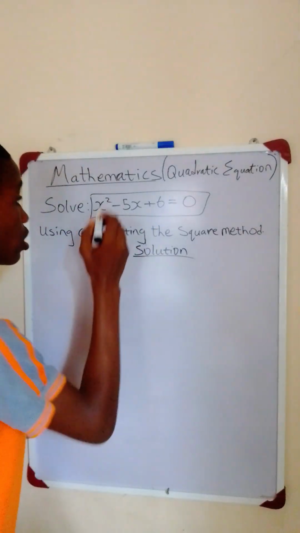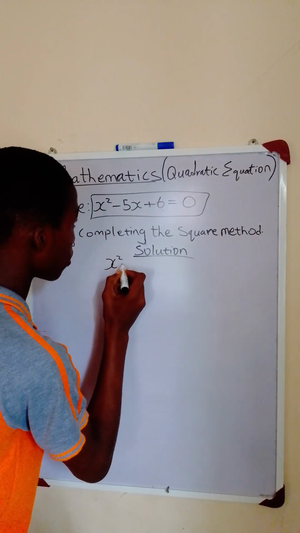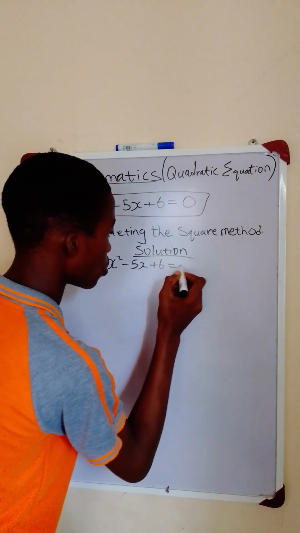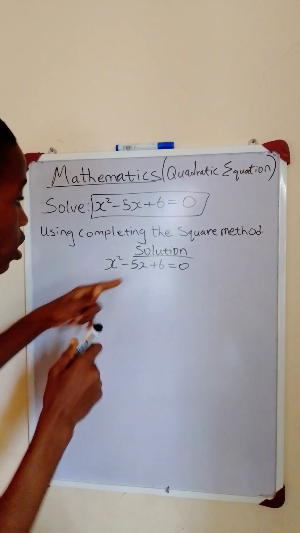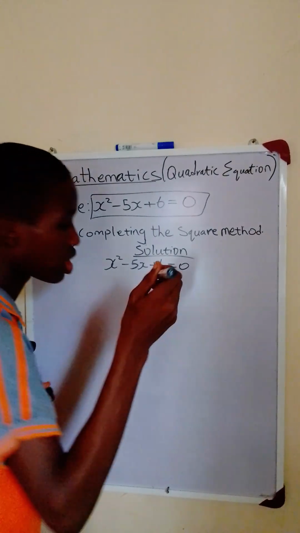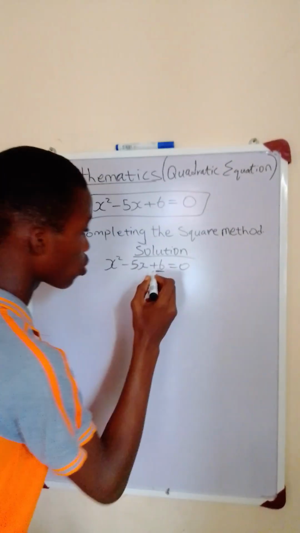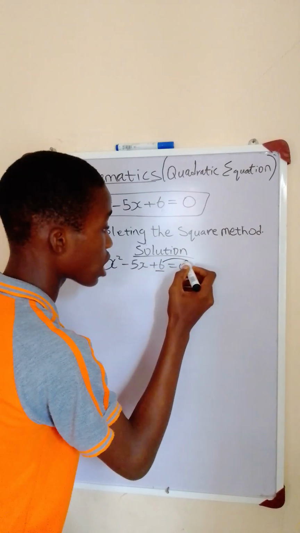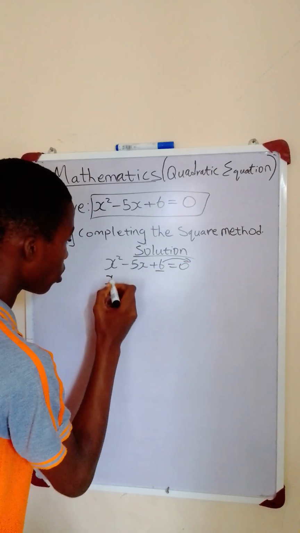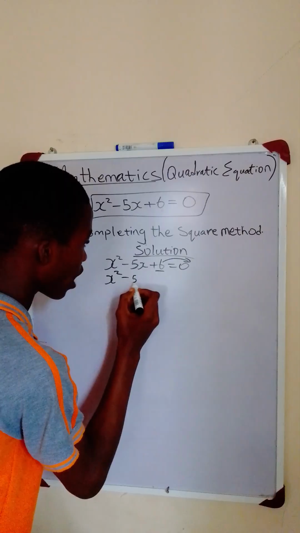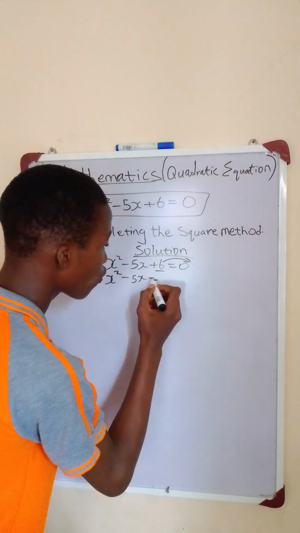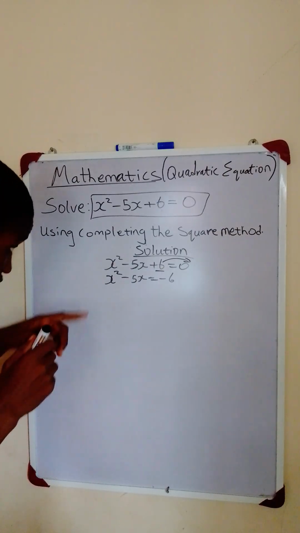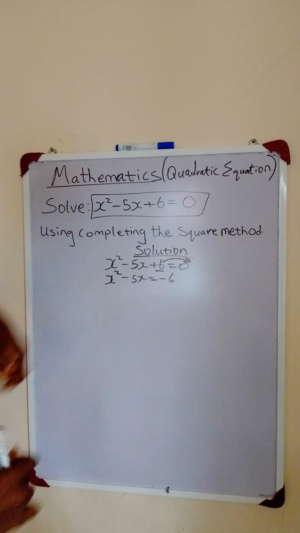Let's write the equation as x squared minus 5x plus 6 equals 0. So the first thing we're going to do now, this is the constant. Understand? This normal number without a variable is a constant. We need to move the constant to the other side. So we're going to go x squared minus 5x equals, when it moves over, this plus changes to minus, that's minus 6.